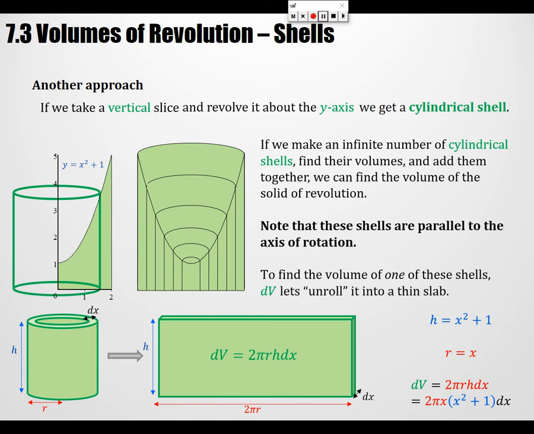So I think we can rewrite the volume of this slab now, not as 2 pi r h dx, but as 2 pi x, that's r. And instead of h, we can write x squared plus 1 for this particular problem.